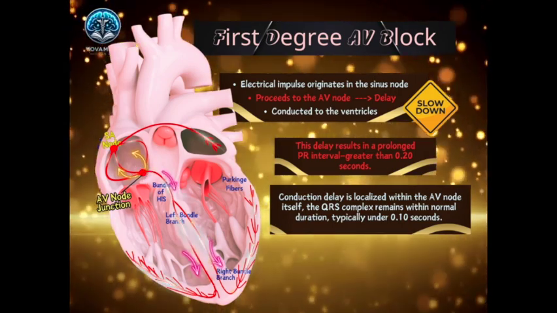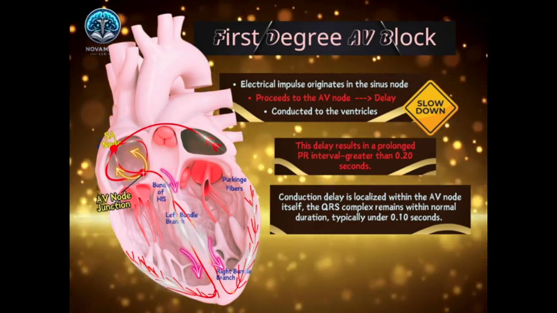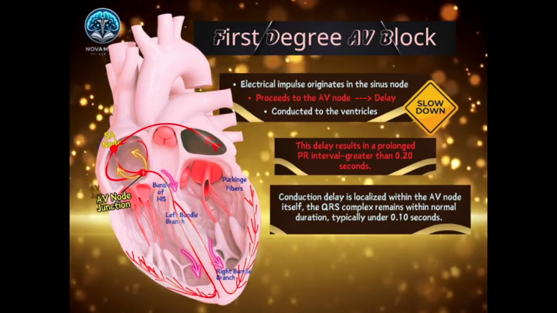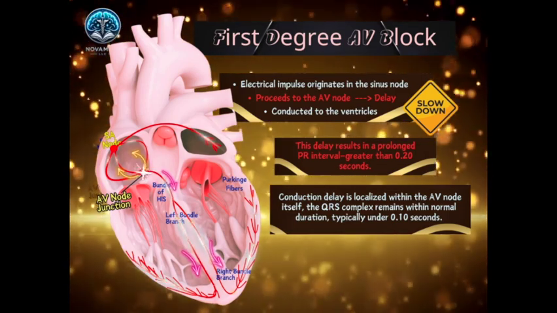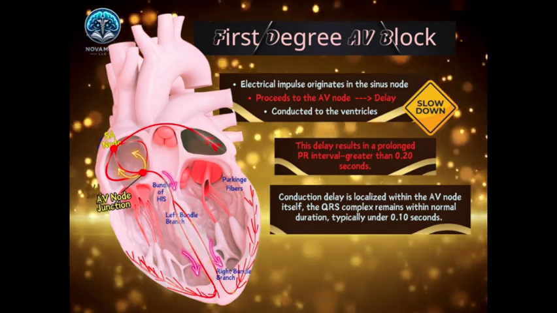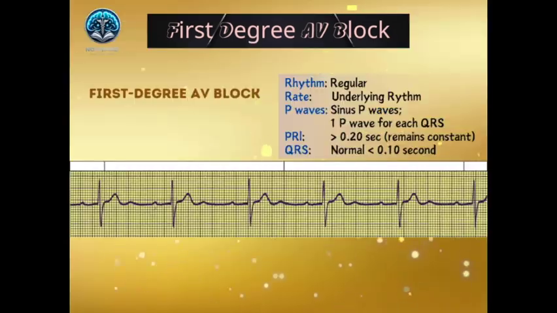In clinical practice, this block often accompanies an underlying rhythm, such as normal sinus rhythm with a first degree AV block, and it's essential to interpret both the underlying rhythm and the AV block in ECG analysis. So let's again review the first degree AV block ECG characteristics. The key is the prolongation of the PR interval.